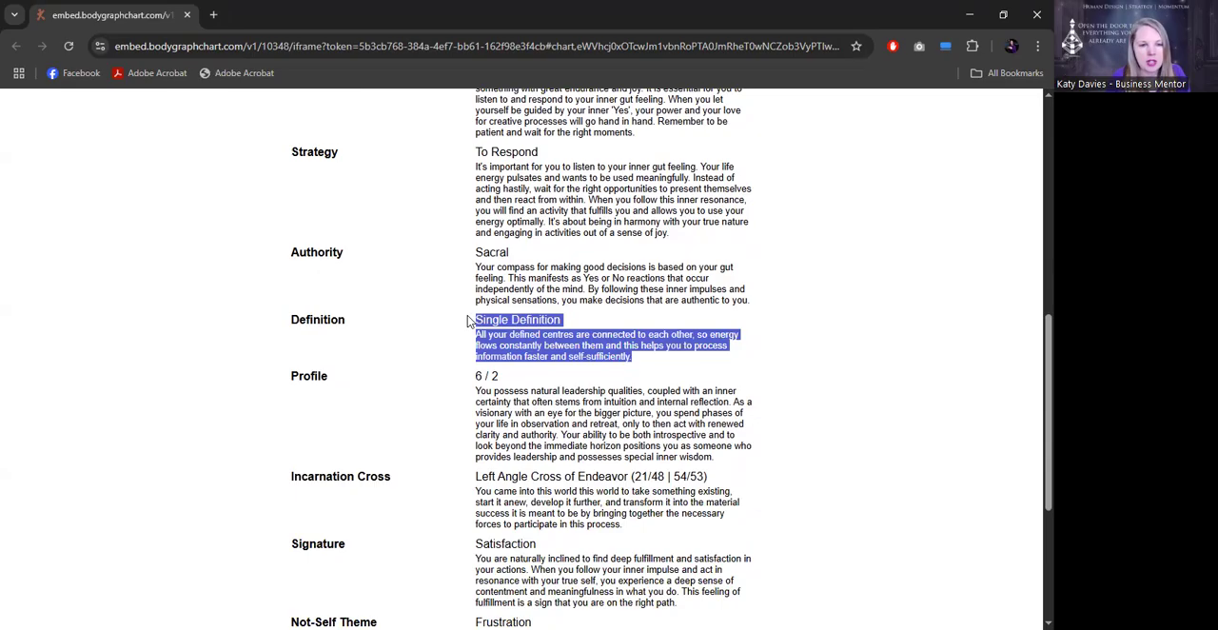Now, the single definition, it's on the chart, but it's not something you need to worry about straight away. It will make more sense later. So all of the stuff on this chart, as you go through your human design journey, every time you come back to this, you'll be like, that bit makes more sense now. Because as you start to layer it all together, you get the fuller picture.